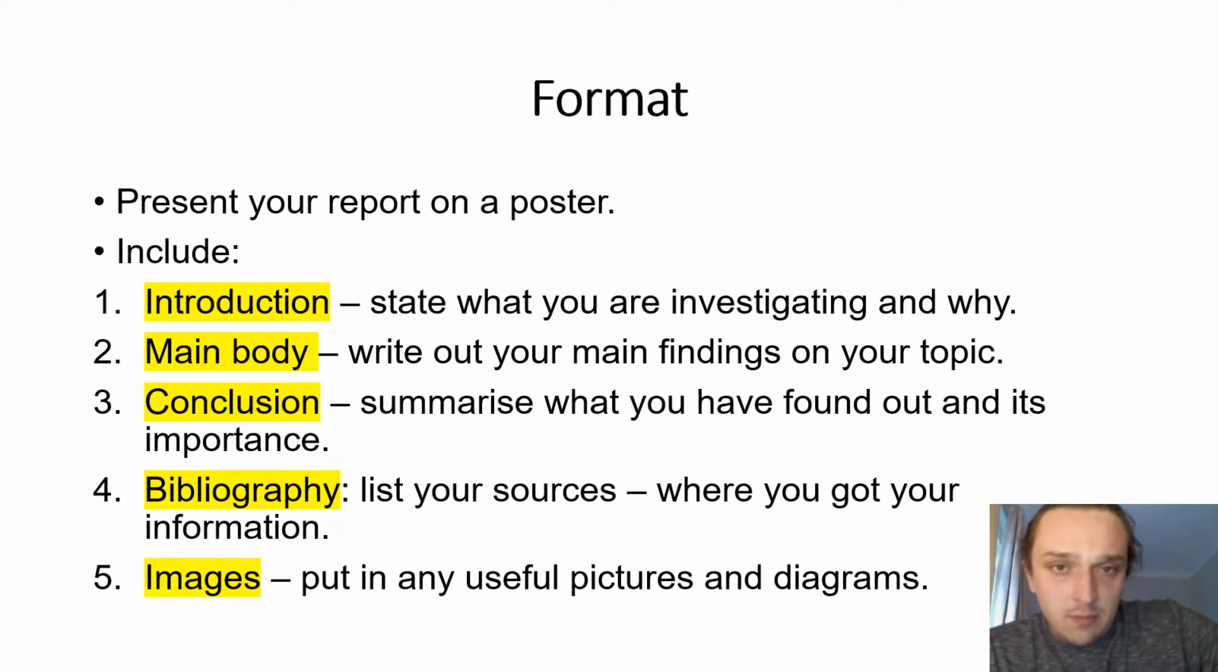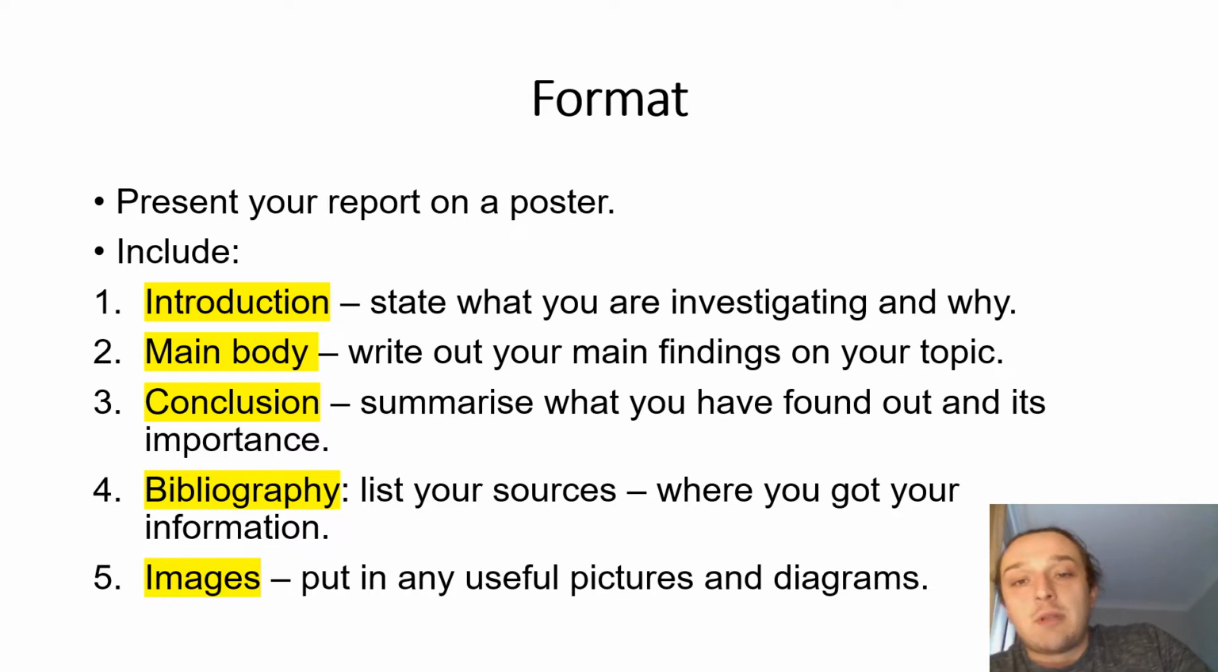So going into a bit more about the format and what your finished article would look like. The first thing it's going to have is an introduction. That's where you state what you're investigating, what you've chosen as your topic, why you're doing that. The main body is where you write out your main findings on your topic. Conclusion, that's where you kind of evaluate what you've done and summarize your findings. And then the bibliography, as I said, it's a list of where you found your sources, where you got your information, and any images, diagrams, pictures, or maps you want to put in. You're free to do that as well.